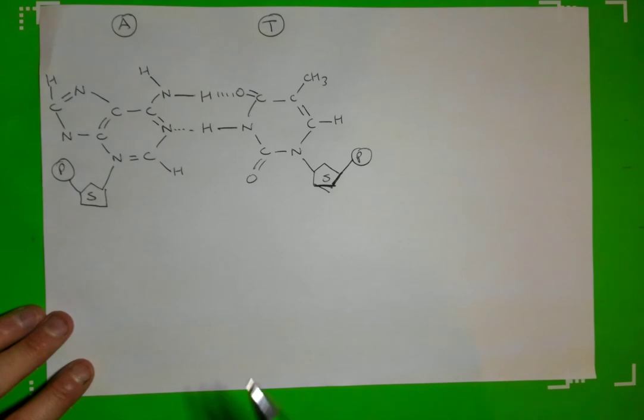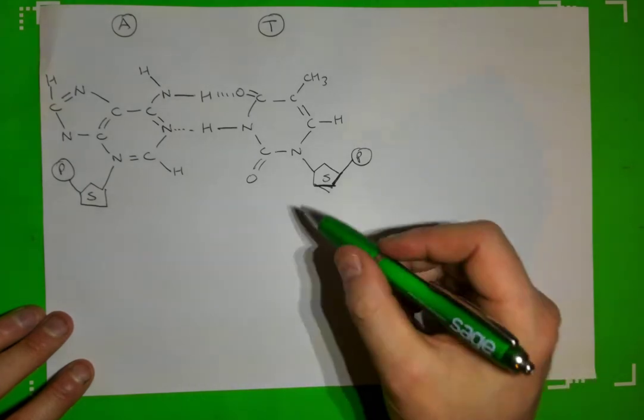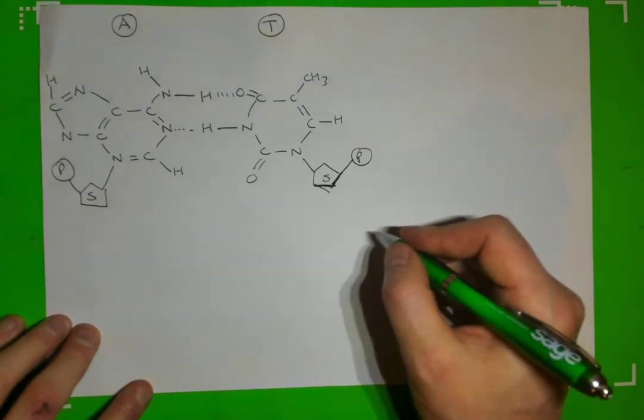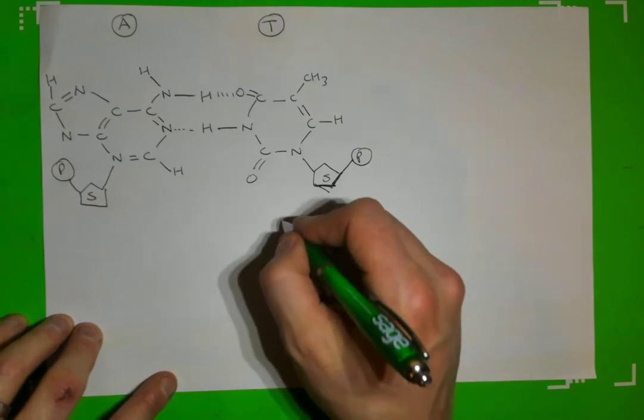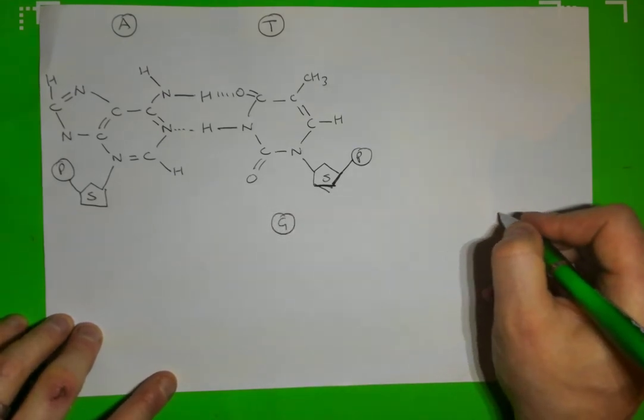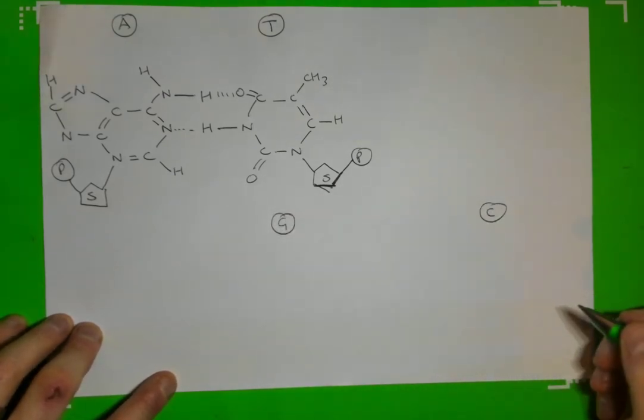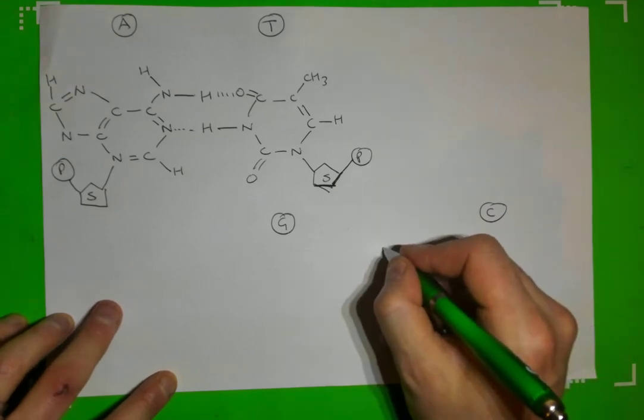We're going to do the same thing with G and C as well. So this time we know that between G and C, guanine and cytosine, there are actually 3 hydrogen bonds. So I'm going to start off my picture like this.